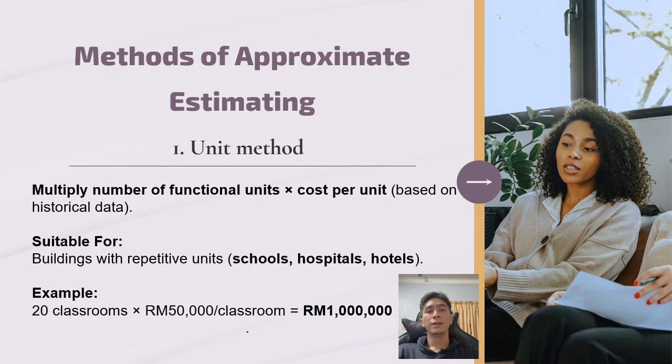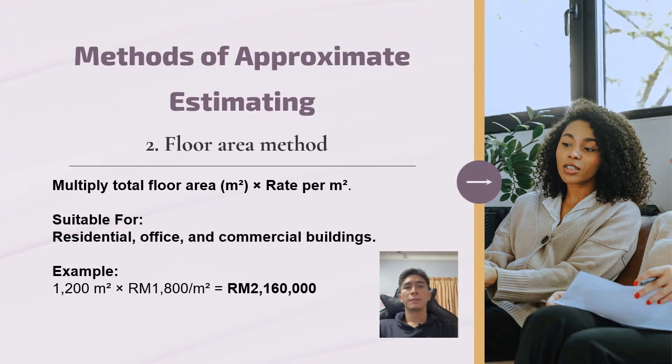1 million ringgit. The floor area method is one of the most widely used techniques. It works by multiplying the total floor area of the building by the cost per square meter. This method is commonly used for residential buildings, office blocks, and commercial buildings. For instance, if a residential building has a total floor area of 1,200 square meters and the standard cost rate is 1,800 ringgit per square meter, the estimated cost will be 1,200 times 1,800, which equals 2.16 million ringgit.